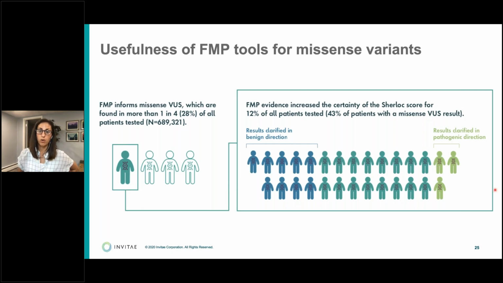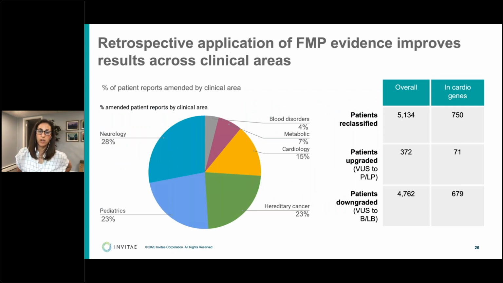In other words, 43% of the patients who would have otherwise received a missense VUS might now have a more definitive classification with the implementation of FMP. So we've started to retrospectively add FMP evidence into our variant interpretation. And this data shows some of our early results of that application of FMP for the reclassification of variants. We have already been able to reclassify variants in over 5,000 individuals by adding evidence generated by the FMP tools into our reinterpretation of those missense variants.